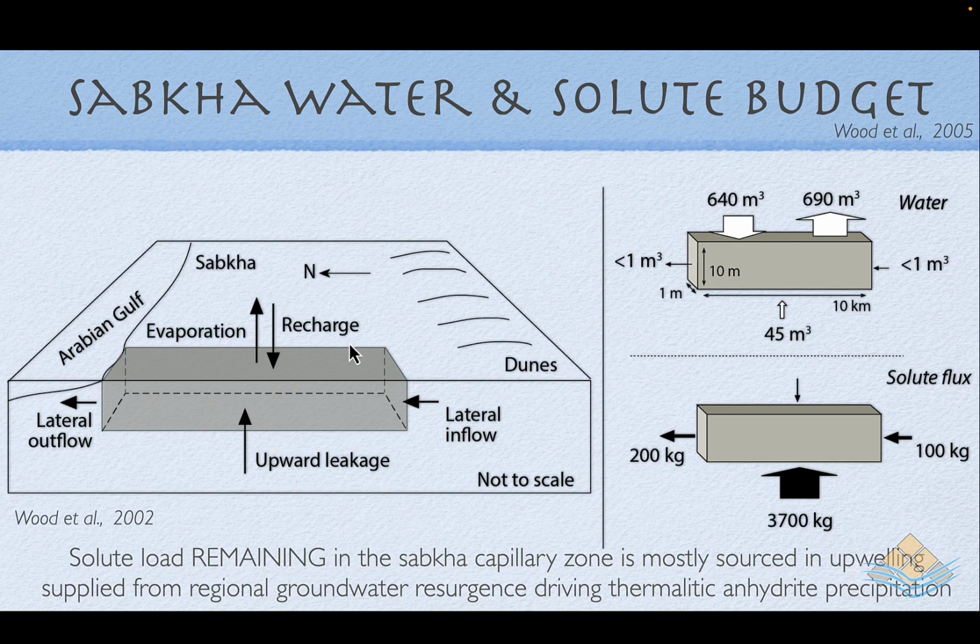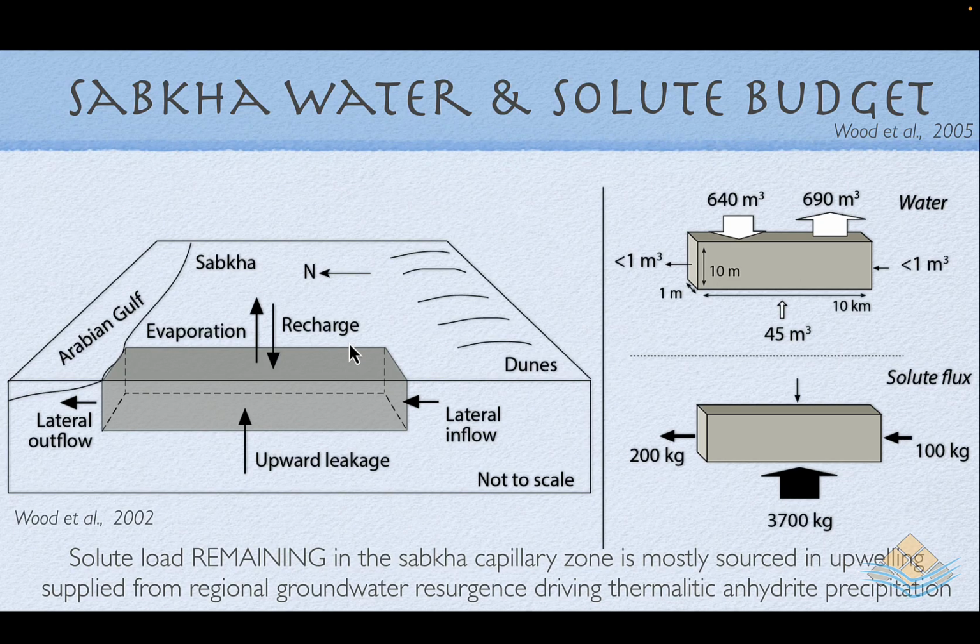They divided their budget into two parts, into the water volume of the water budget and the solute flux within that water volume. They found that in terms of recharge in that volume of sediment, that 1 meter by 10 meter by 10 kilometer volume of sediment, there's something like 640 cubic meters of recharge water, evaporation's driving a loss of 690 cubic meters within that volume, and that we have an upward leakage volume of 45 cubic meters.